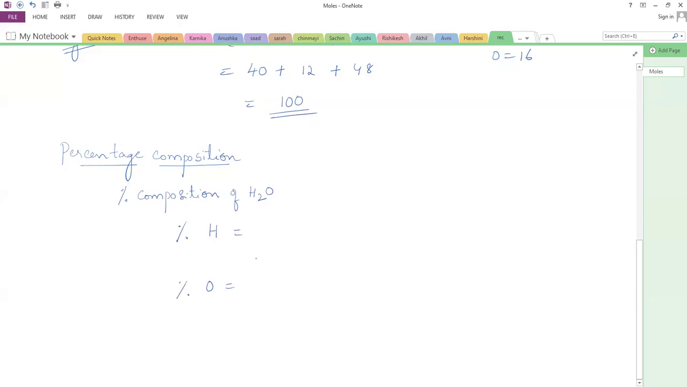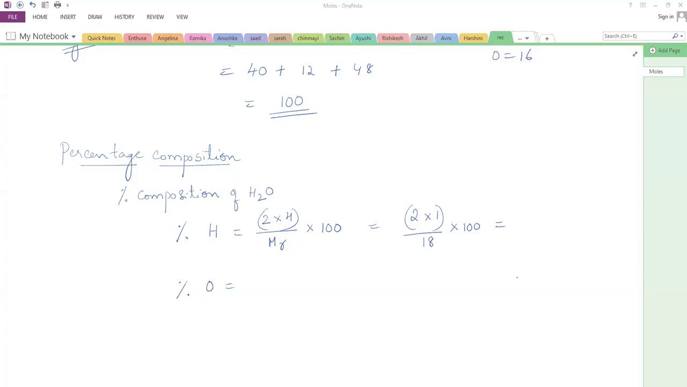So what you do is take the mass of hydrogen in that, which is nothing but 2 hydrogens, divided by the molecular mass, into 100. The relative atomic mass of hydrogen is 1. The molecular mass we just calculated to be 18, into 100. So 2 by 18 into 100 comes out to be 11.11%.